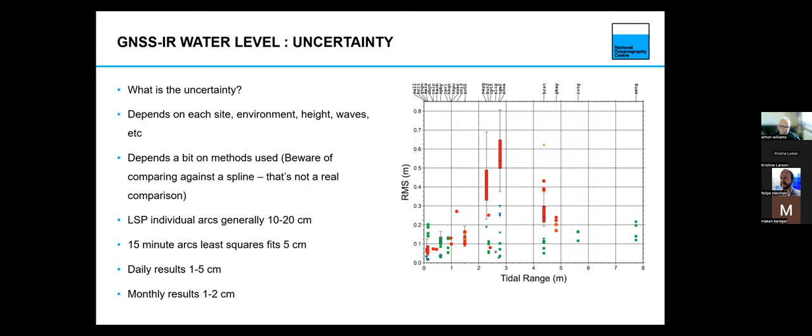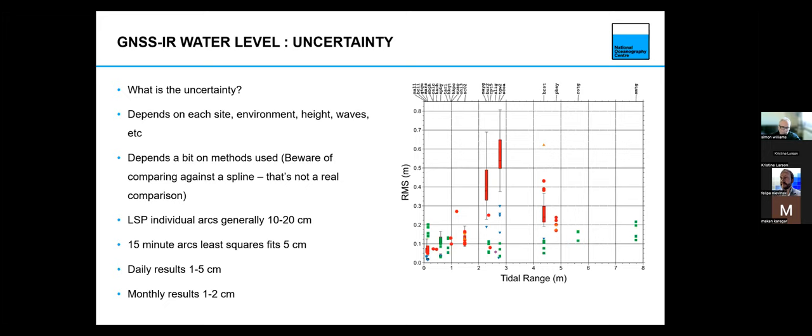For 15-minute arcs, instead, if you're doing something where you're fitting to a lot of data in the same arc, you can get least squares. With least squares, you can get around 5 centimeters, a little bit better. If you're talking daily results, you're getting uncertainties around 1 to 5 centimeters, and for monthly, around 1 to 2.